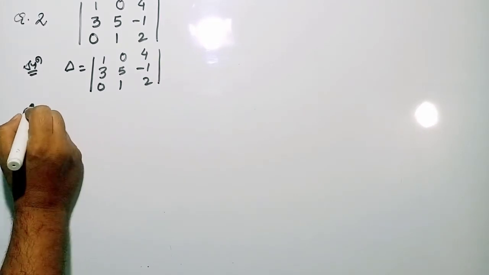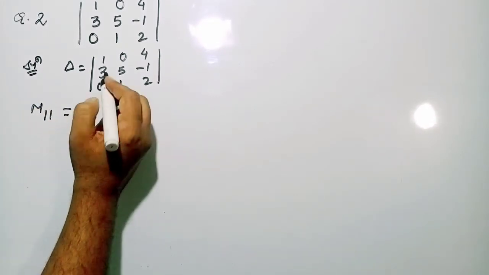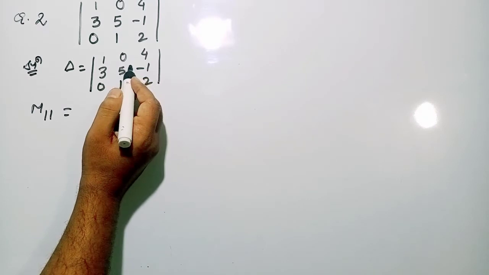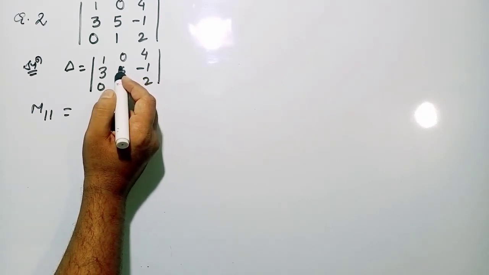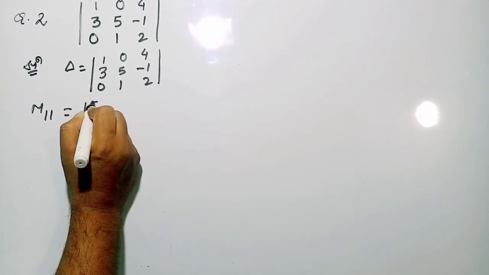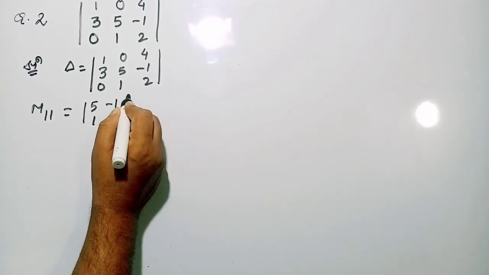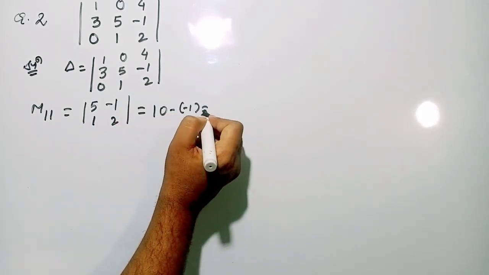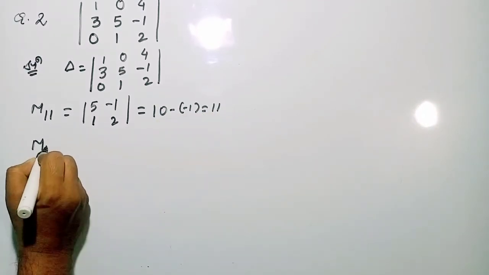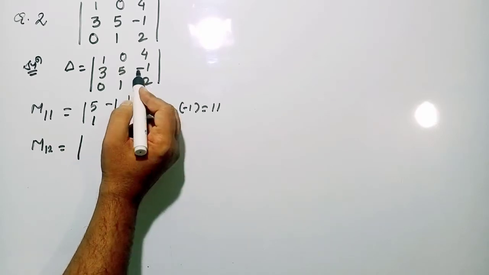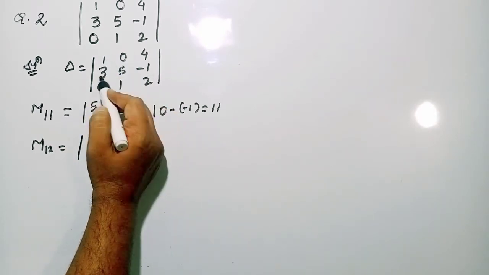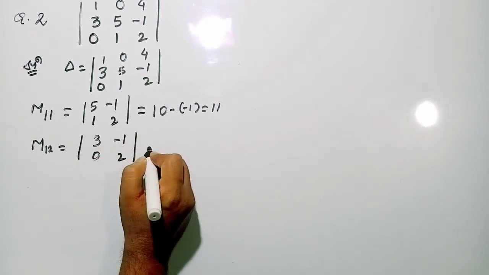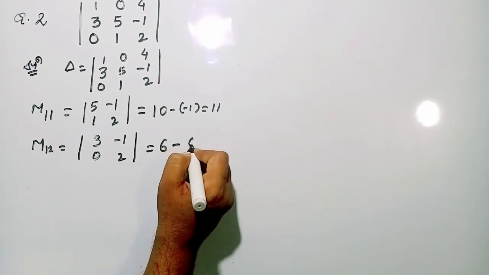Now we will find out M11, so deleting the element of first row and first column, so we are getting 5 1 -1 2. Okay, so doing the cross multiplication, 10 - (-1), so we are getting 11. Similarly M12, deleting the element of first row and second column, so we are getting 3 0 -1 and 2. Okay, now the cross multiplication will be here 6 - 0, 6.